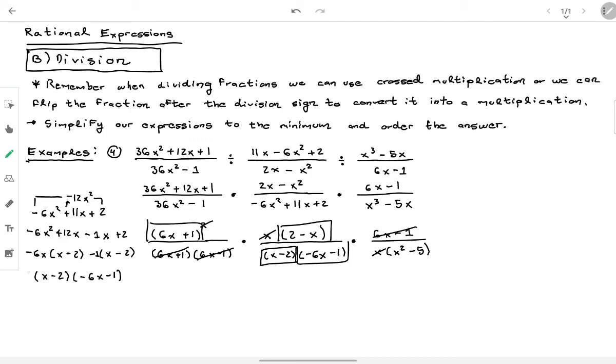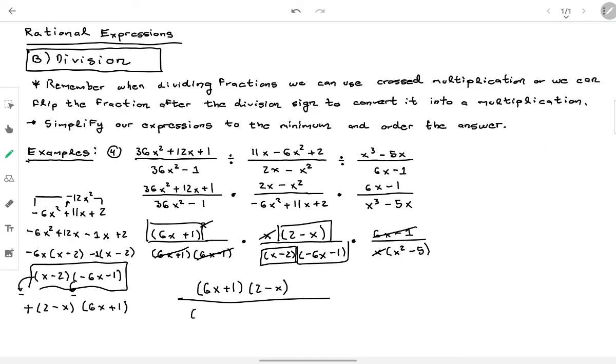This specific one, we can put it also as 2 minus x that multiplies 6x plus 1. Why? Because I take out a minus sign here, I take out a minus sign here. Minus multiplied by minus, it's plus, and it's that one. So it's going to be 6x plus 1 that multiplies 2 minus x. And on the bottom, it's going to be 2 minus x, 6x plus 1, x squared minus 5. So this one with this one, this one with this one.